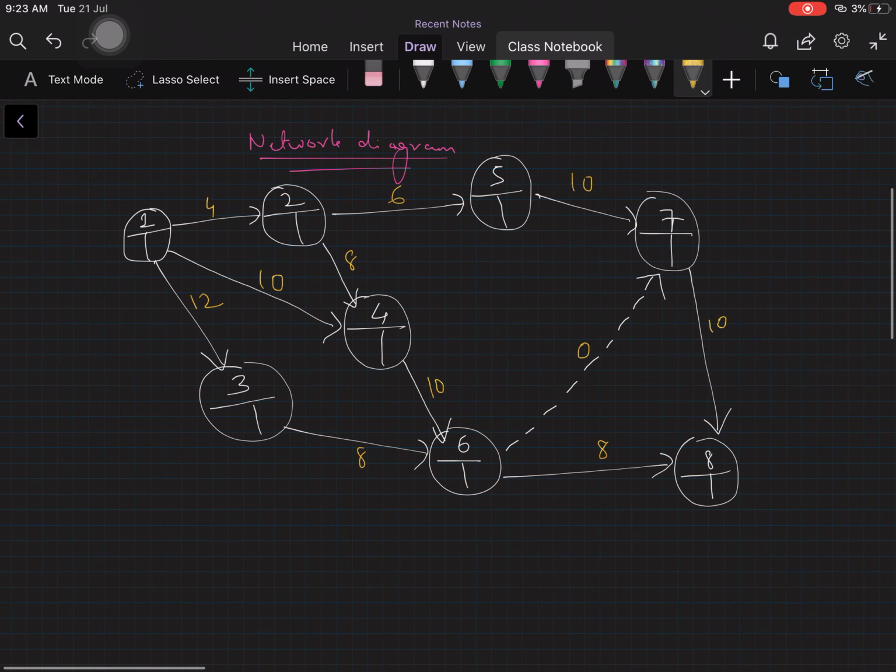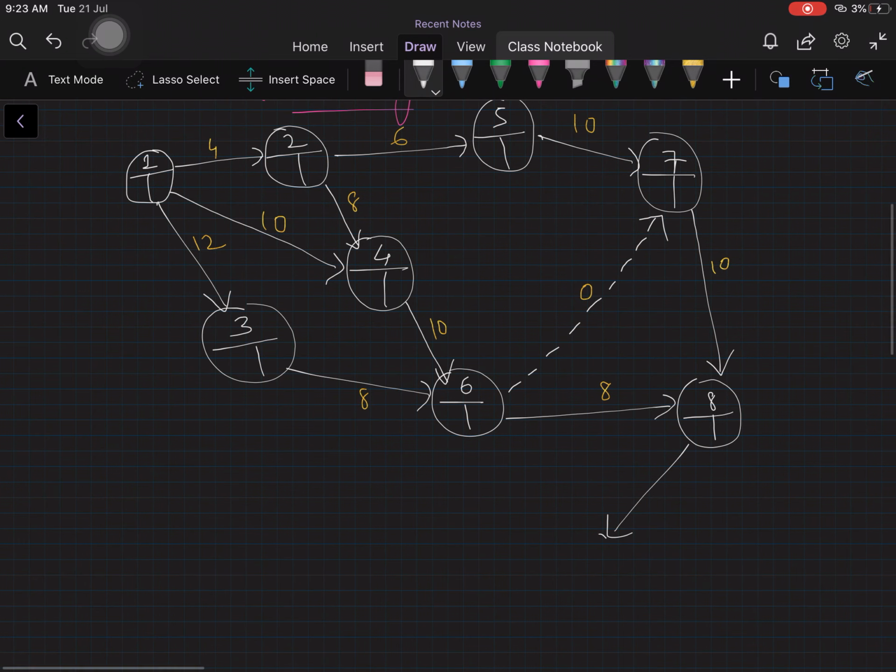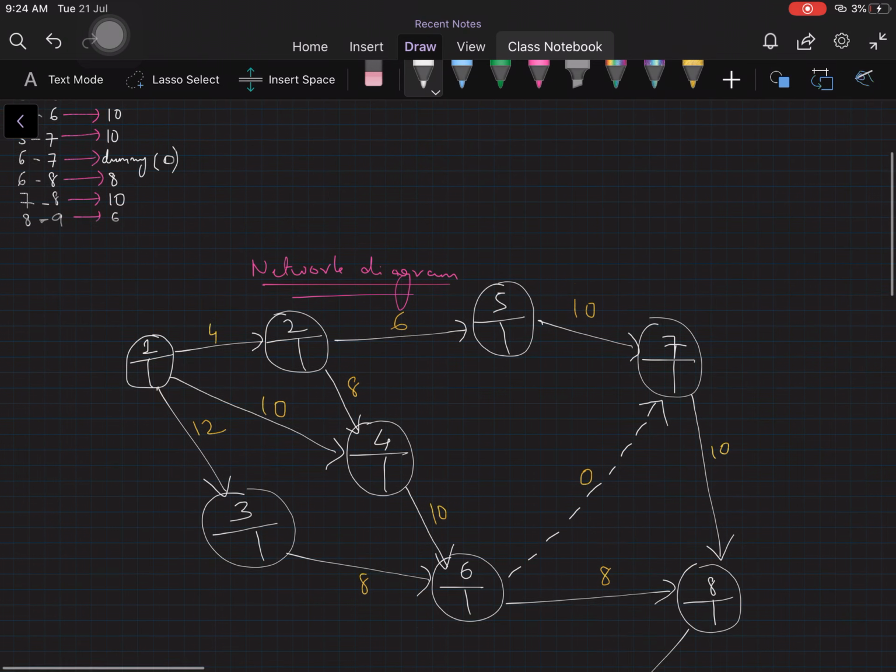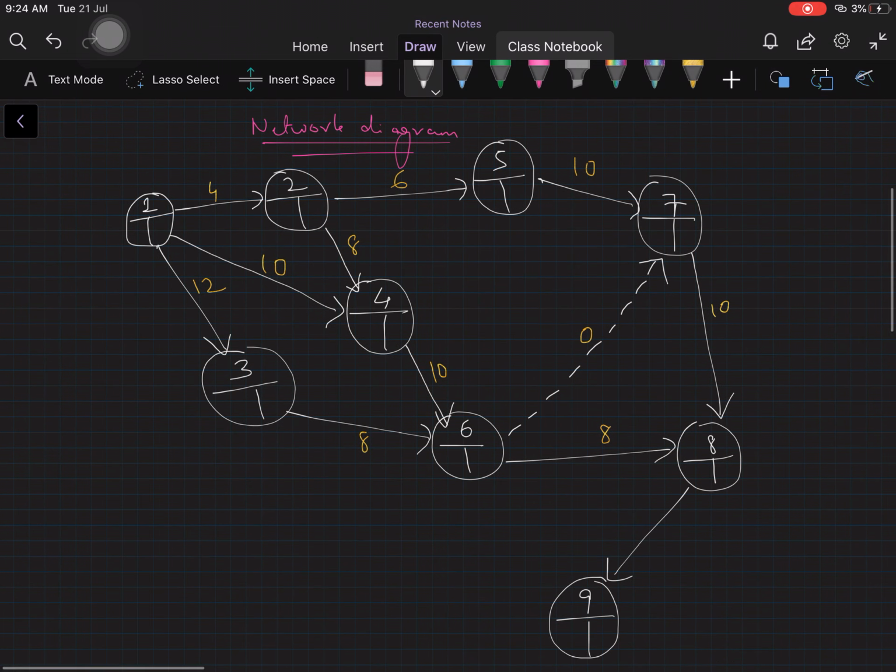Final one, 8 to 9. So 8 to 9, let me go downwards. So 8 to 9, let me write here. Okay, this is 9. What is the duration for this last activity? That is 6.